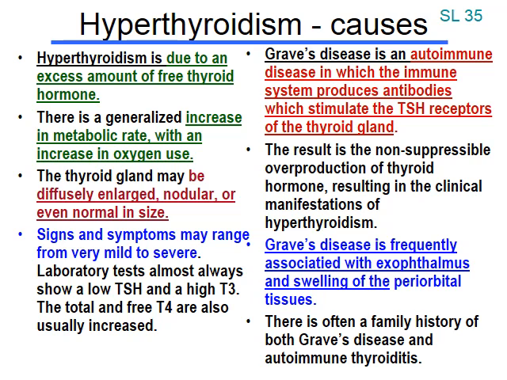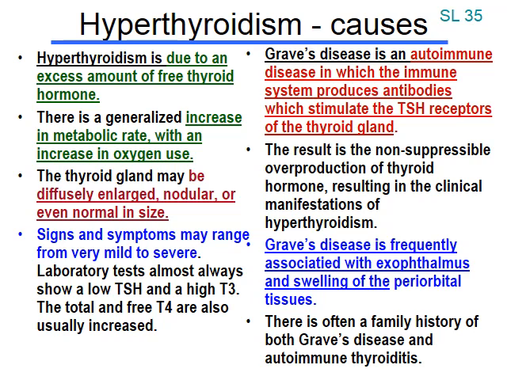Now, the most common cause of hyperthyroidism is Graves' disease. That's the autoimmune disease in which the immune system produces antibodies against the TSH receptor. This will result in a non-suppressible overproduction of thyroid hormone. Because remember, normally there's a feedback inhibition. As the levels of T4 and T3 increase, they will feed back onto the pituitary. The pituitary will stop releasing TSH, and thyroid hormone levels will go down. Here we have a non-suppressible overproduction of thyroid hormone.